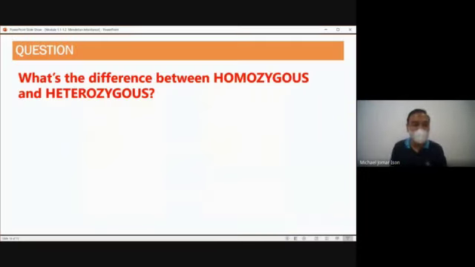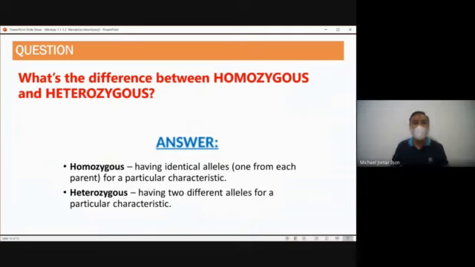Additional terms would be this question: what would be the difference between homozygous and heterozygous? You will always be taking note of this, because these words you will always be finding in genetics questions. So what's the answer to this? Well, you already know perhaps the answer is that the homozygous have identical alleles, while the heterozygous would be having different alleles for a particular trait.